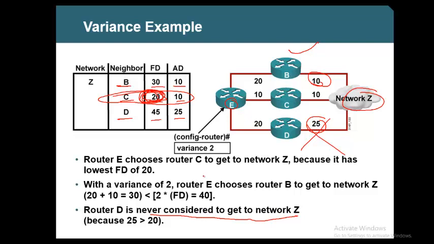Fine. Now, how can this be used? In the routing table, you right now have only one route via C. But if you go and tell variance and then a number, this 20 will be multiplied by the number. What is the answer? 40. All the routes whose FD is less than 40 will be used. So because this 30 is also less than 40, this will be used. Mahesh, did you get it?